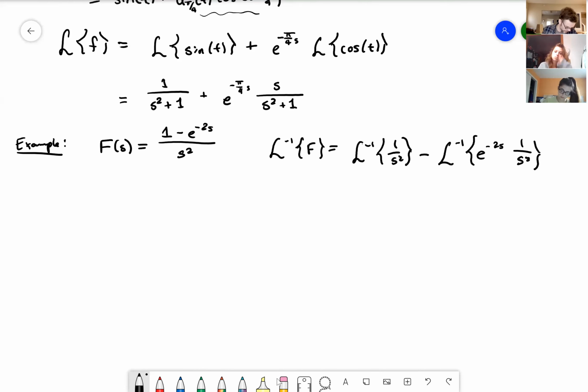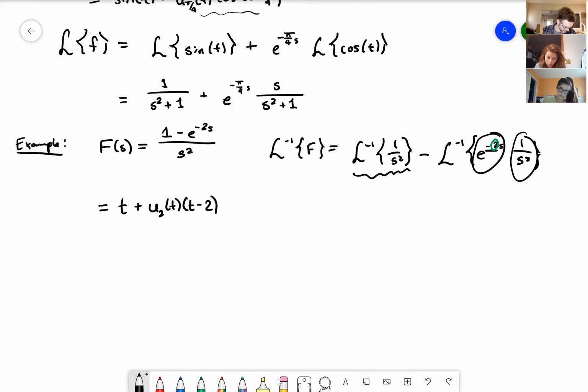Now, this inverse Laplace transform I'm looking up in a table as well. We didn't work this one out, but the inverse Laplace transform of 1 over s squared is just t. And we have this multiplication of an exponential out in front. This just corresponds to shifting. So this is again t, but we're going to shift it forward by 2. This is e to the minus cs, so our c is 2. So this is equal to t minus u2 of t times t minus 2, the forward shifted t.